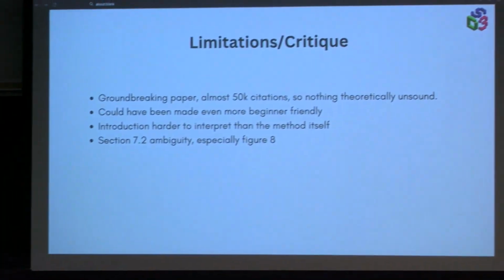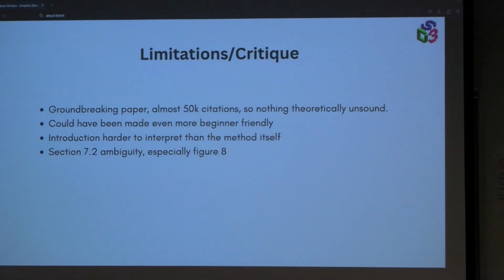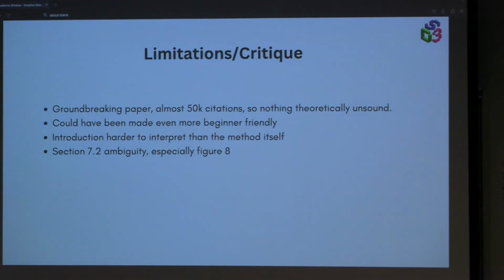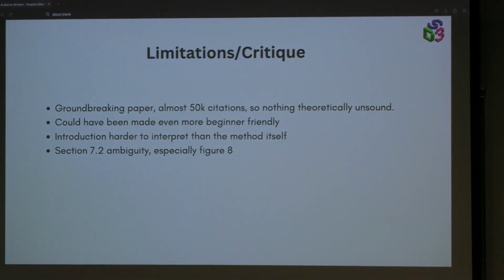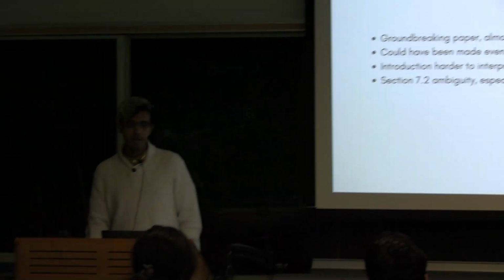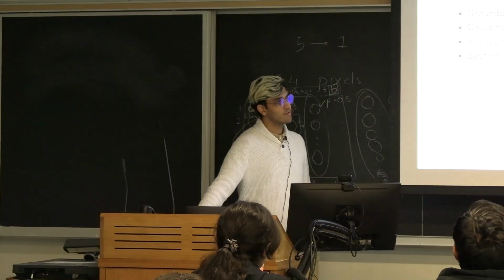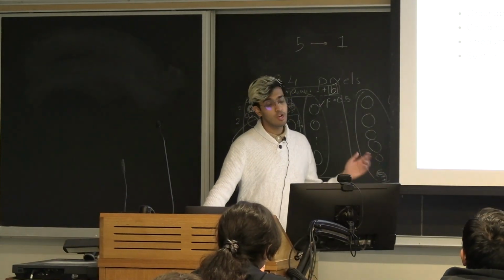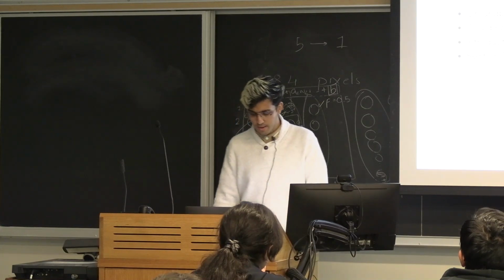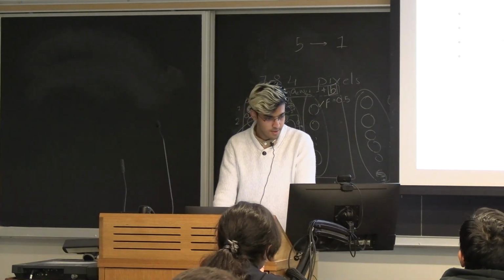Great. So that's it for the paper. It's an amazing paper, has almost 50,000 citations. There's nothing theoretically unsound about this. In fact, there are a lot of sections that I excluded because, like I mentioned, it goes into non-Bernoulli distributions, Boltzmann machines, and pre-training. But it's a very interesting read.